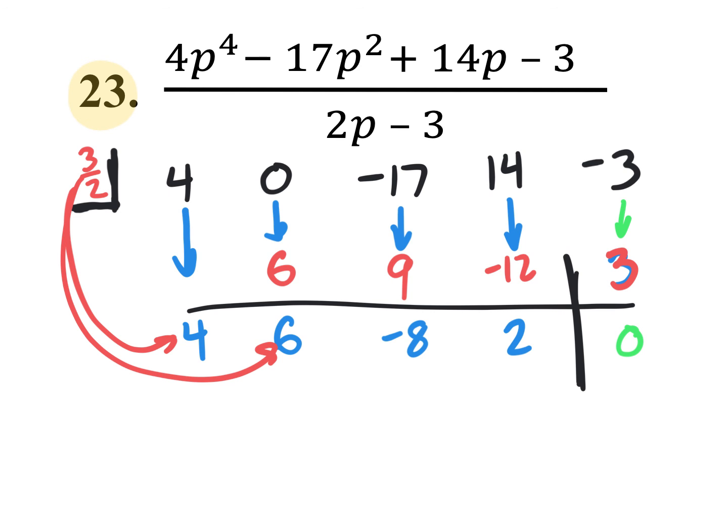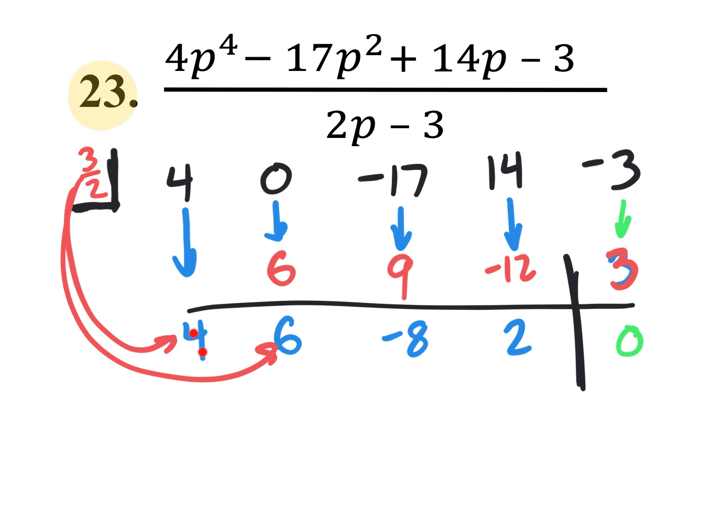Now, what's our final answer? It's not 4p to the third. It has to be what? What is 4p to the fourth divided by 2p? 2p to the third, right? And notice this is a 4, but I want it to be a 2, because 4p to the fourth divided by 2p is 2p to the third.